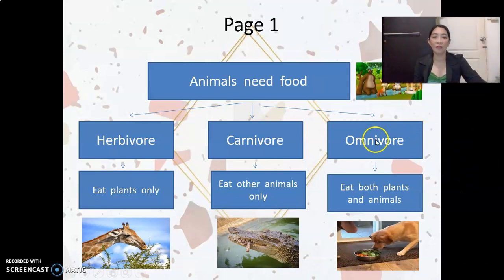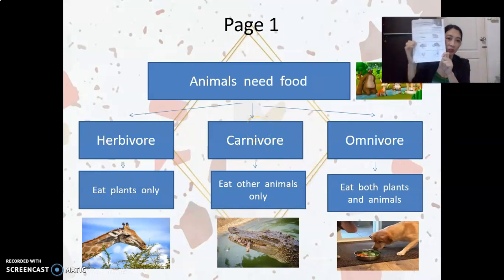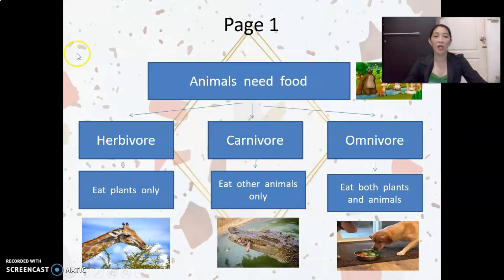This is animals' needs. We have three categories: herbivore, carnivore, omnivore. Again, page number 1. Animals need food. Herbivore, carnivore, omnivore. Herbivore examples are giraffe, horse, caterpillar, zebra.